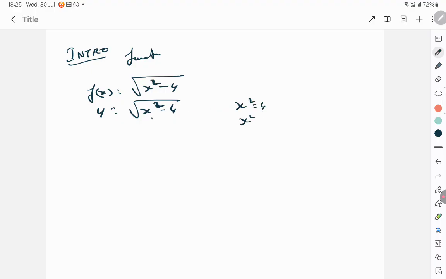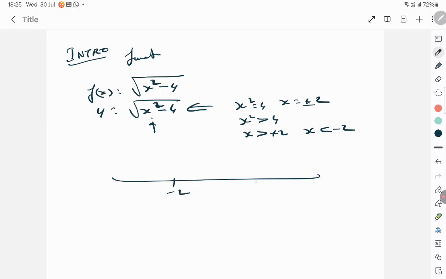And x square can be greater than 4 because root cannot take negative values. X square has to be greater than 4. So x has to be greater than plus 2 and x has to be lesser than minus 2. So then you know that x can also be plus or minus 2 inclusive, because this numerator 0 is allowed.